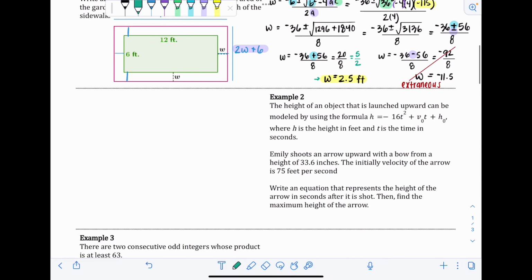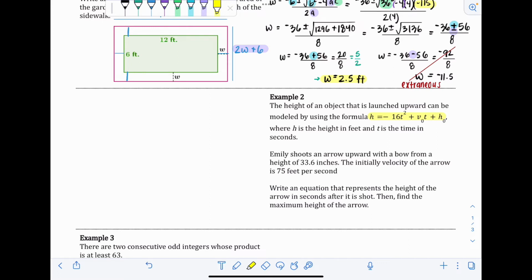Okay, so example 2. The height of an object that is launched upward can be modeled by the formula h equals negative 16t squared plus v subscript 0 t plus h subscript 0, where h is the height in feet and t is the time in seconds.